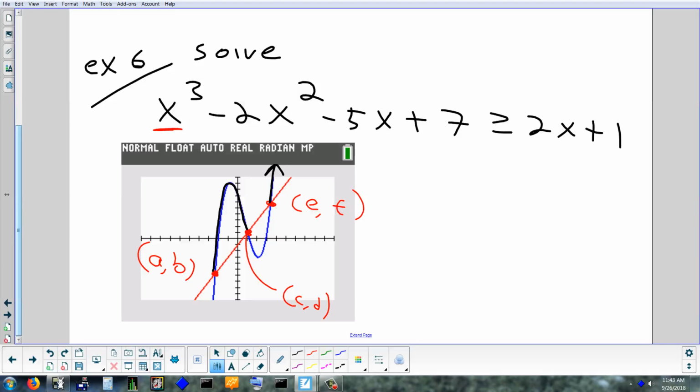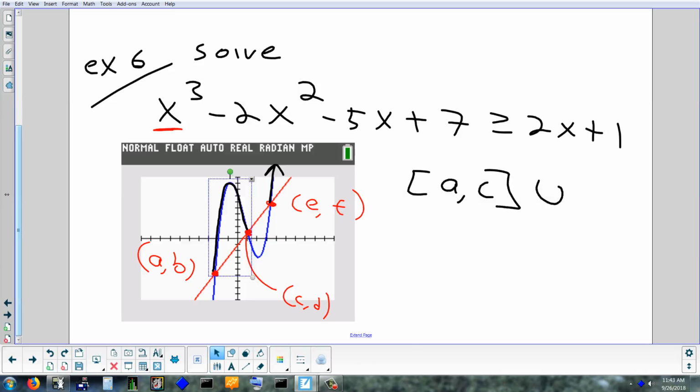You could pick any x value between a and c. Okay, well, you just have to find out what a and c are, and as long as you pick one between a and c, you're above the red. Or you could pick any value after e. Whatever e is, looks like it's about maybe 3, a little over 3. So anything a little over 3 or more, and the blue graph is above the red. So from e up. Okay. So once you find the intersects, that's the answer.